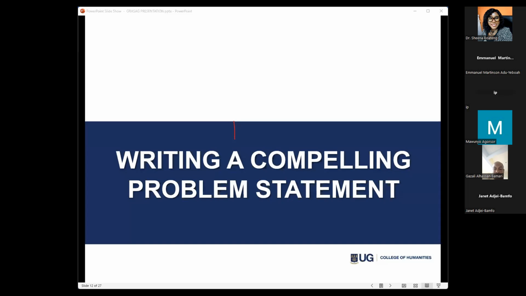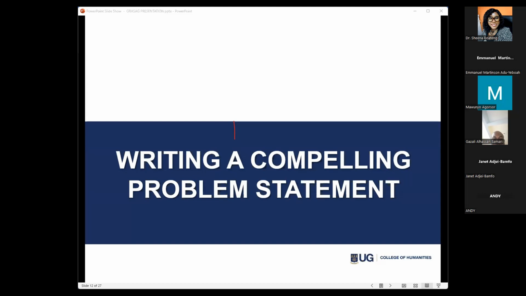You need to write a compelling problem statement because that is going to be the basis for the literature review of your study, the basis upon which you develop your research objectives, the basis upon which you develop the significance of your study, and the basis upon which you go ahead and develop your hypotheses for data collection and analysis. Right? If it is a qualitative study, it's going to be the basis upon which you go into the field to explore.